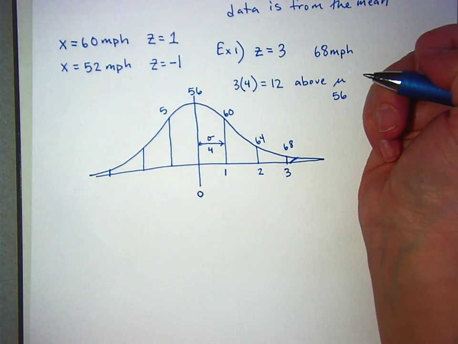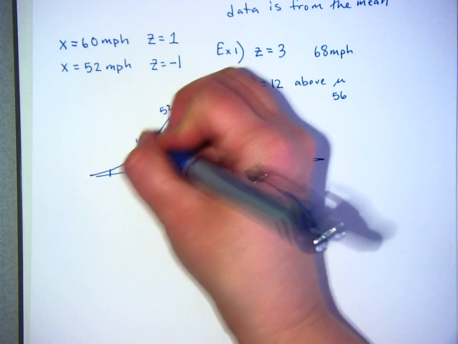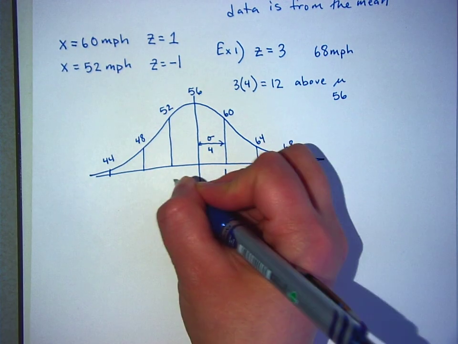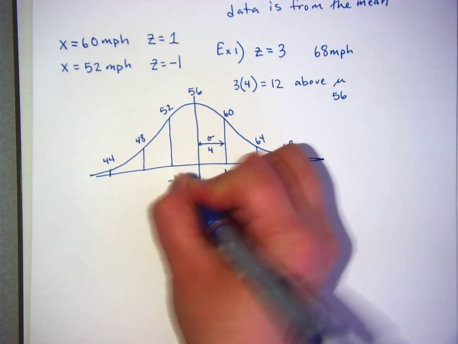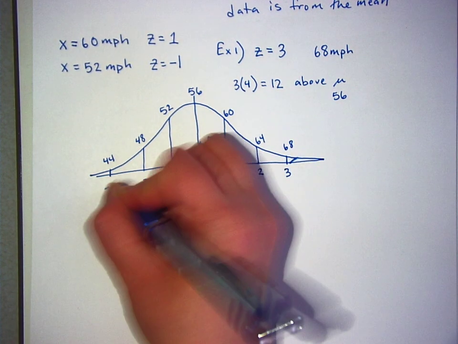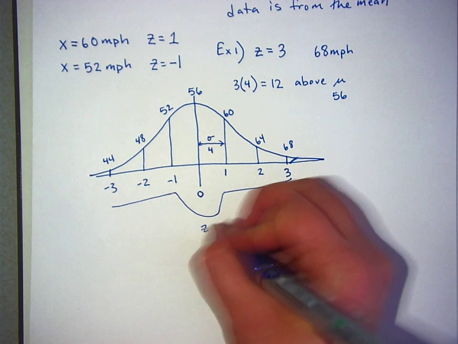52, and then 48, and then 44. What are the z-scores down here? Negative 1, negative 2, negative 3. So these right here, these are z-scores.